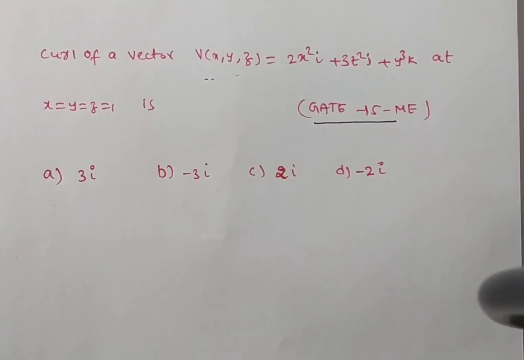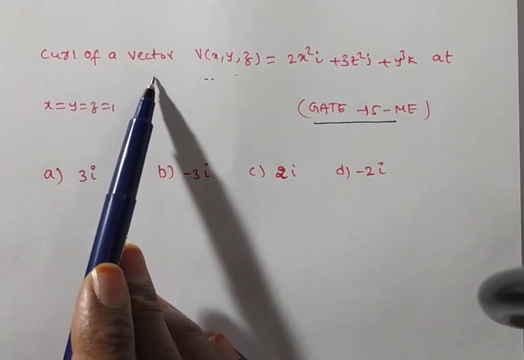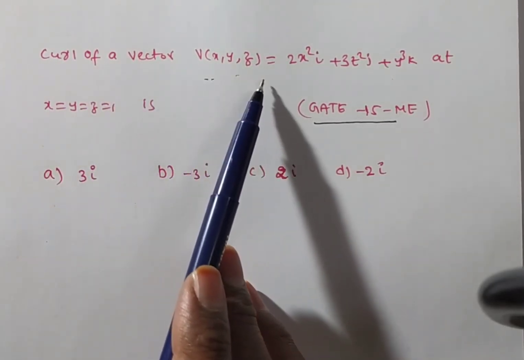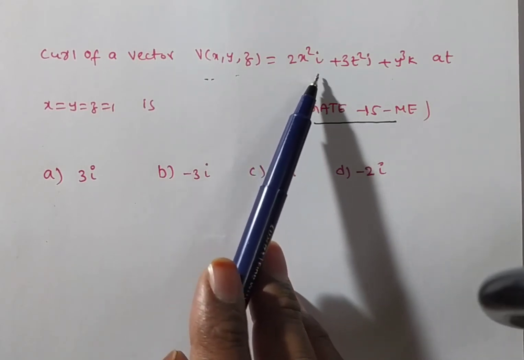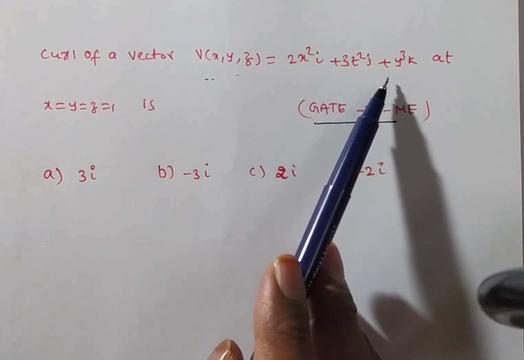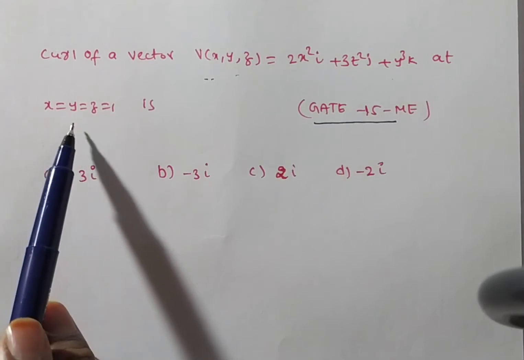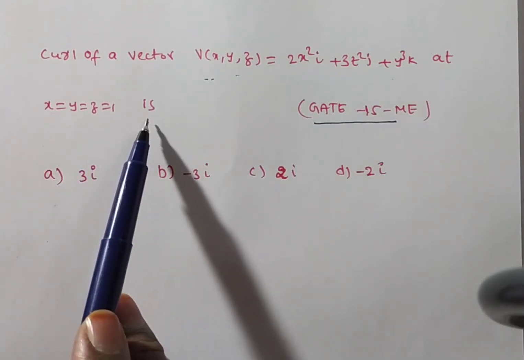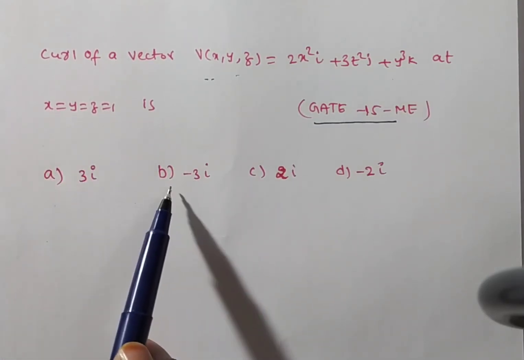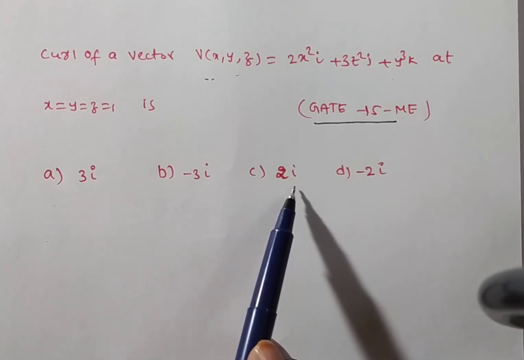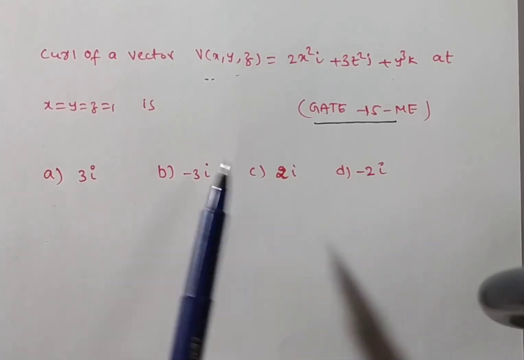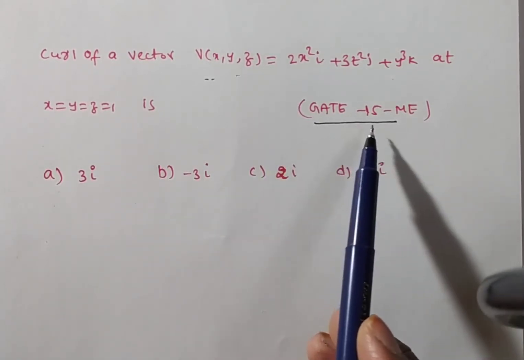Hi friends, now we are solving a problem on vector differential calculus. The given problem is: curl of a vector v of x, y, z is equal to 2x² i plus 3z² j plus y³ k, at x = y = z = 1. Option A is 3i, option B is minus 3i, option C is 2i, option D is minus 2i. Friends, this problem came in GATE 2015.